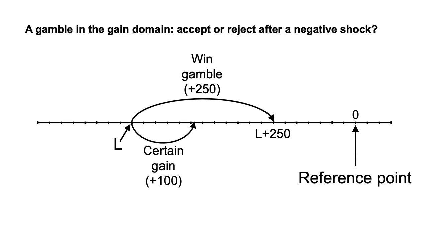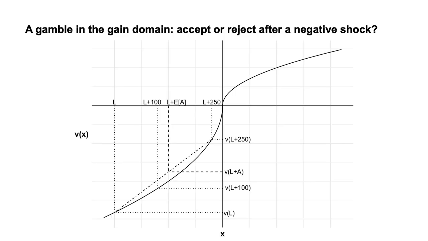The following diagram illustrates the outcomes relative to the reference point. Let L be a large negative number, the loss. The potential outcomes from the gamble are now L and L plus 250. The certain outcome of accepting the $100 is L plus 100. The following diagram illustrates Bill's decision after the shock. The outcomes L, L plus 100, and L plus 250, and their respective values are marked. The expected value of the gamble is L plus 125. The weighted value of the gamble is V of L plus A.